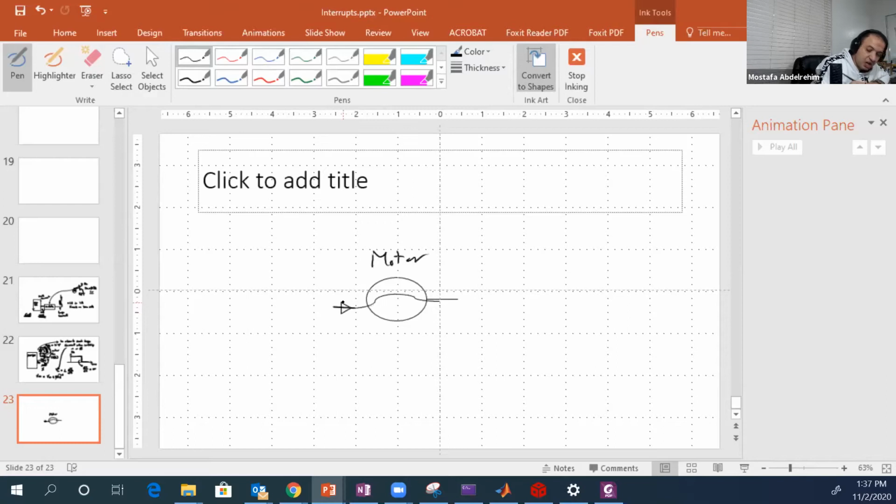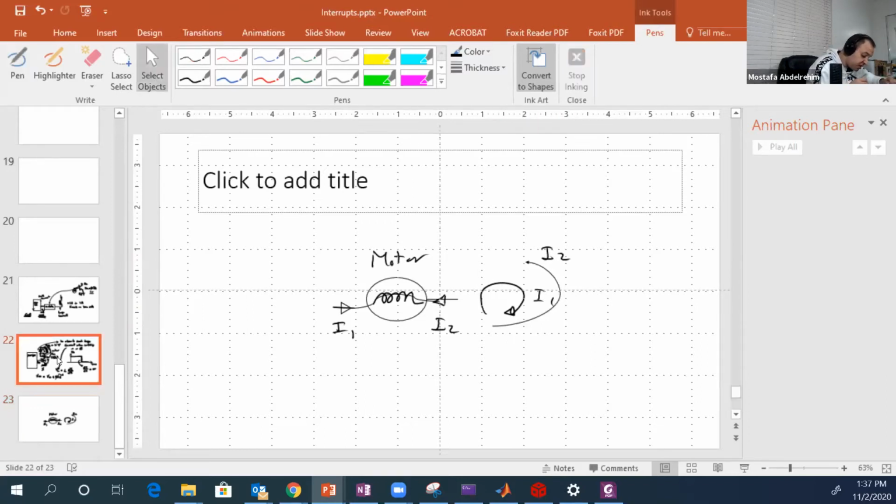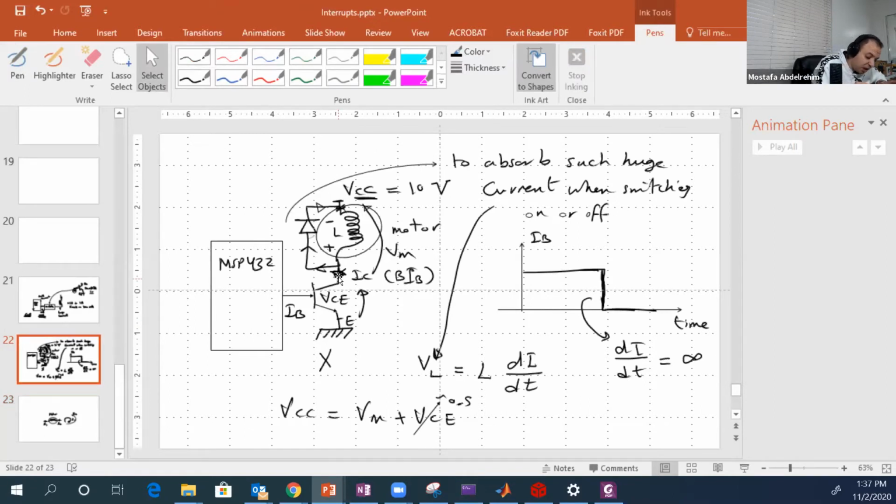If the current flows in some direction, for example, the motor will rotate like this. So this is one phase. And if it runs in the opposite direction, this is called I1, for example. If it runs in the opposite direction, I2, it will rotate in the opposite way. Okay, so this circuit here has only one direction of the current.